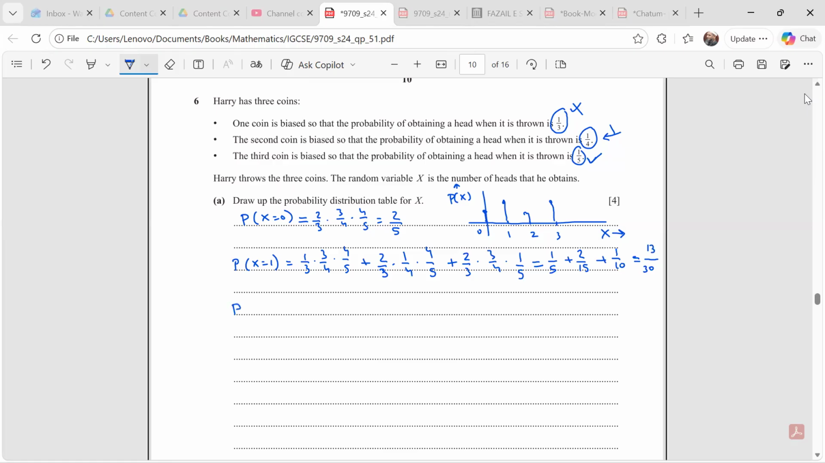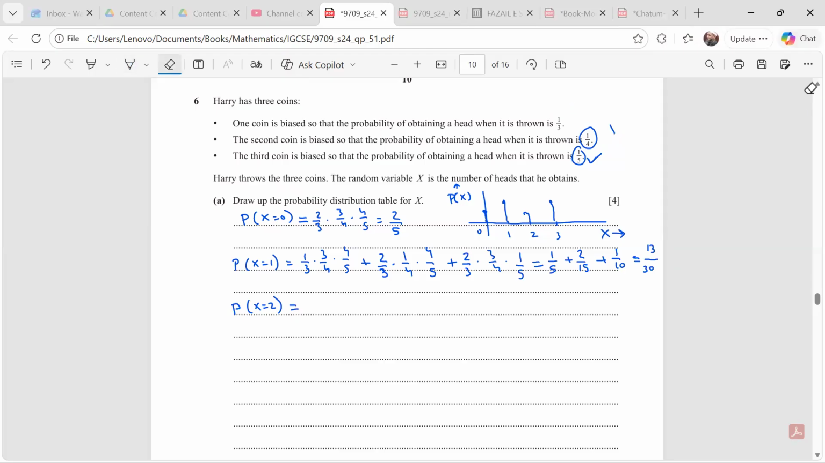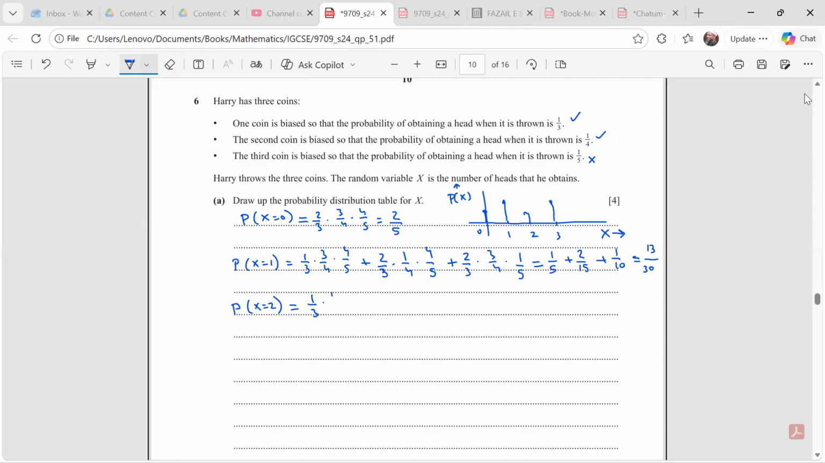Now what's the probability that two heads are shown? So what does it mean? Let's say the first two show head and the third does not. The probability would be 1 by 3, 1 by 4, and no head is 4 by 5 here. Similarly, let's say the first is head, the third is head, and the second is no head. The probability for that event is 1 by 3, 3 by 4, and 1 by 5.